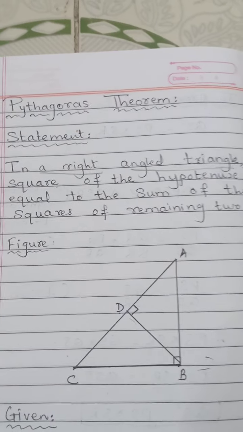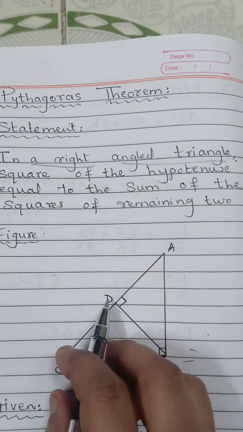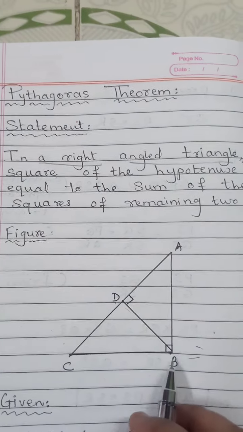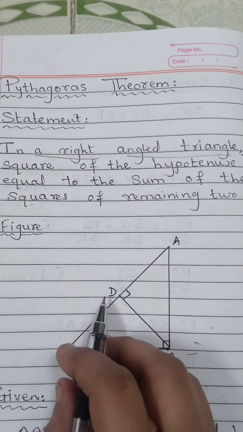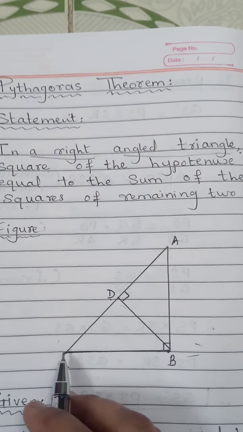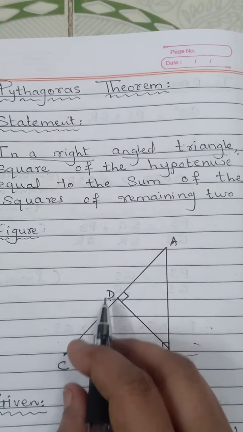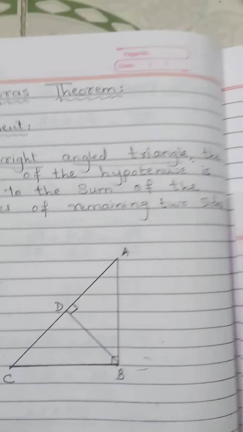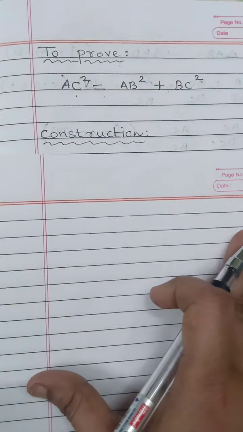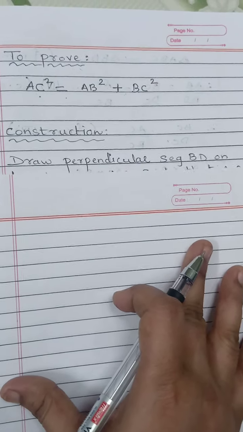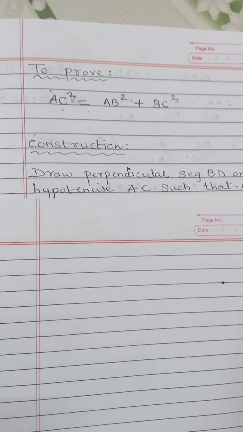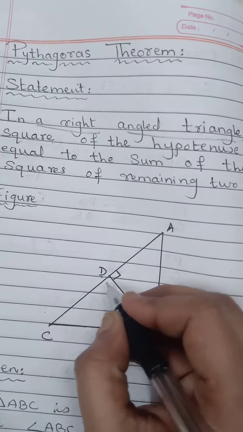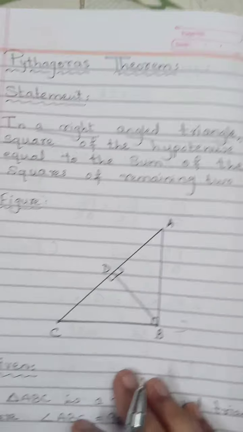So we will draw that. We have drawn one perpendicular segment, that is BD. So what will be the statement for construction? Draw perpendicular segment BD on hypotenuse AC such that A-D-C, all these three are collinear. We have to write collinear points. Now it becomes the same figure which we have taken already in the previous theorem.